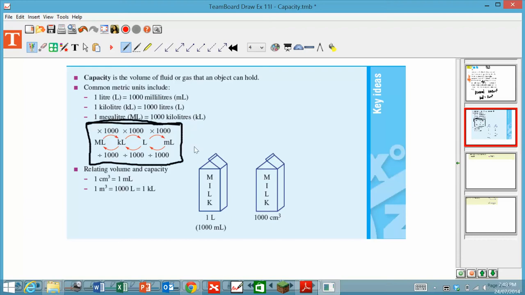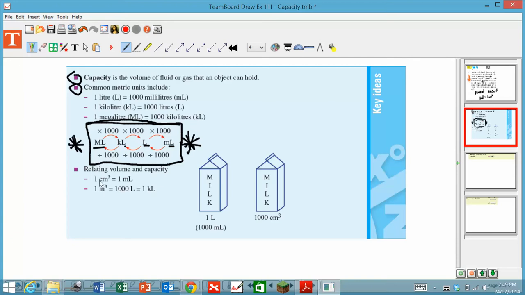The conversion is actually easy, going from millilitres to litres to kilolitres to megalitres. Going from smaller to larger, we're dividing by 1,000. If you're going from larger down to smaller, you're multiplying by 1,000. It doesn't matter whether you're converting megalitres to kilolitres or litres to millilitres, you're either multiplying or dividing by 1,000 each time. That makes it really easy. Relating volume and capacity, this needs to go into your workbooks and your help sheet.